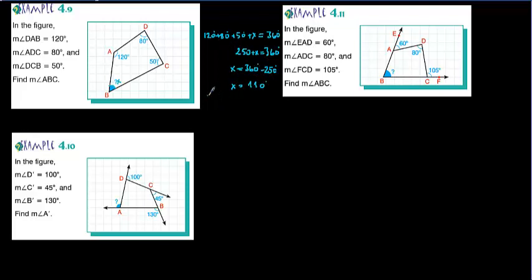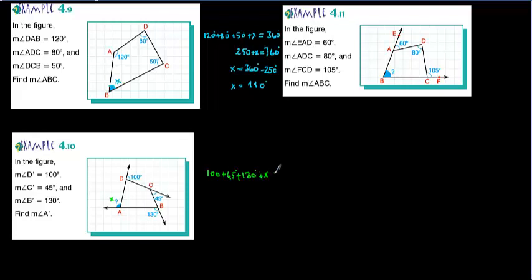Here in the second question, this is showing the exterior angles. For the exterior angles, the sum of exterior angles is 360 degrees, which means 100 plus 45 plus 130 plus this one, x, is going to be equal to 360 degrees. So 100 plus 45 plus 130 plus x.